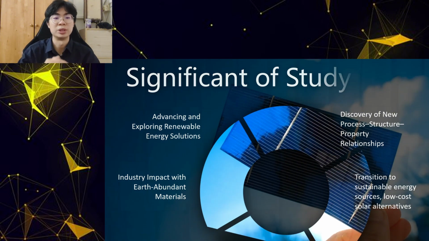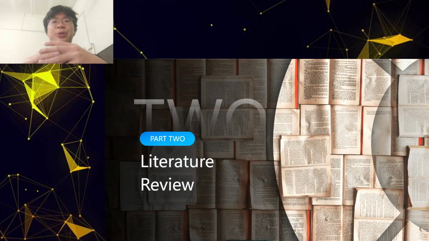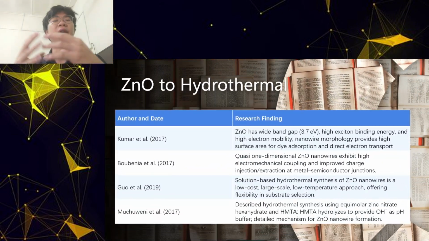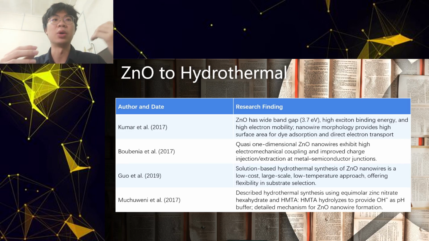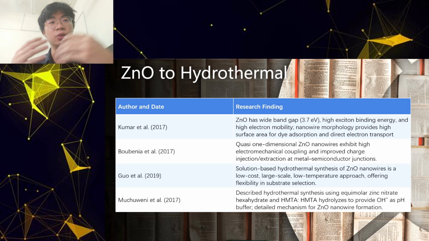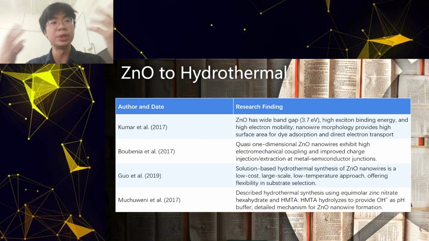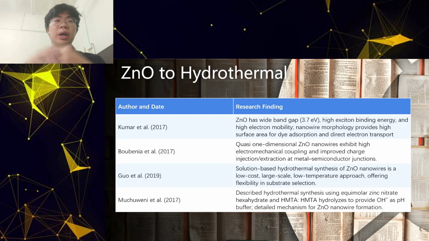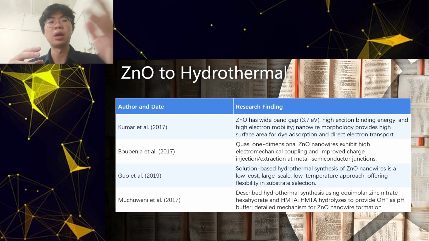Part two is the literature review. As you can see, this table summarizes the findings of previous research on zinc oxide as an alternative, and found out why nanowire exhibits high electrochemical coupling, and the reason why we chose hydrothermal as the synthesis method, which was explained by Chua in 2019.